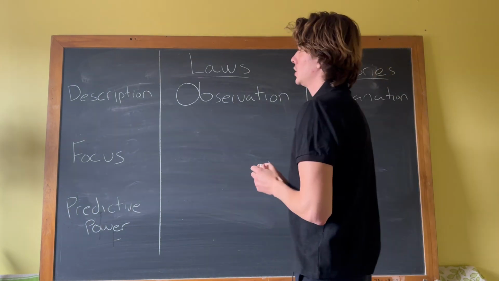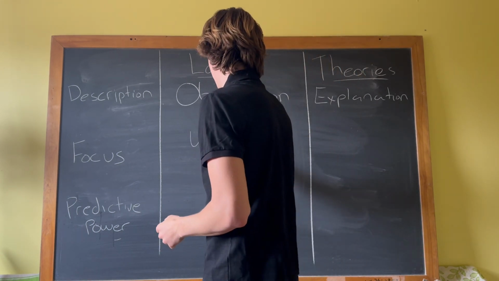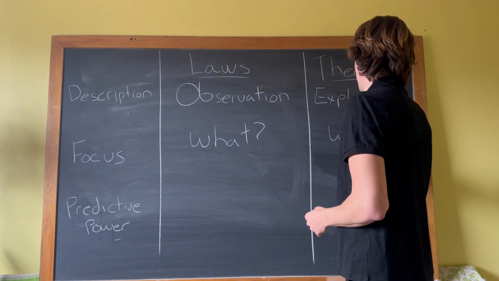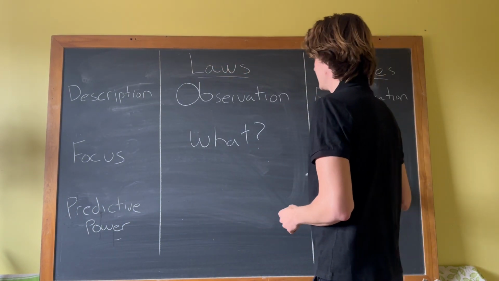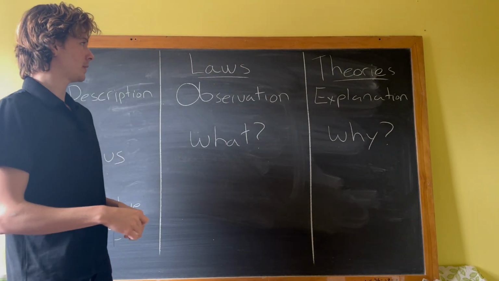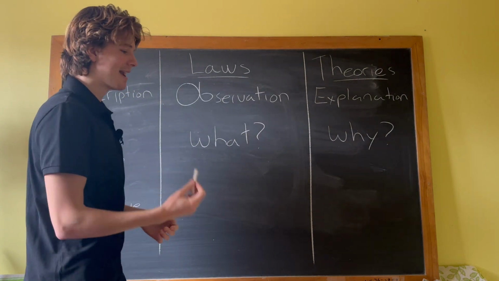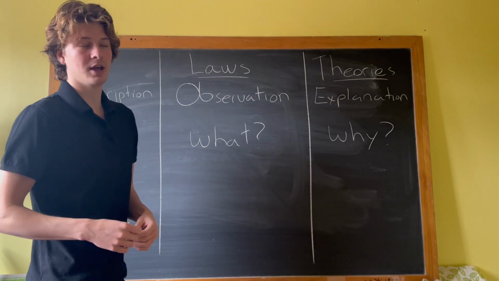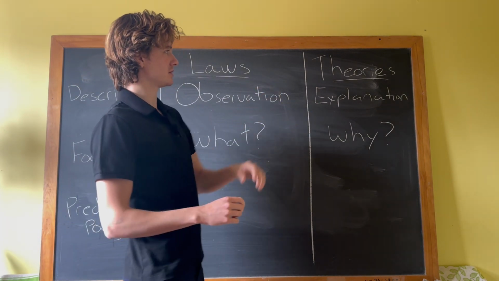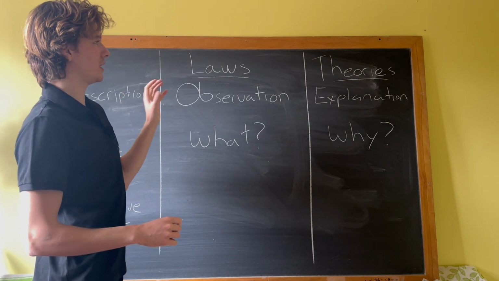It's quite simple. So what's the focus of a law? The focus of a law is what? And for theories, it's why. So with a law, we're looking at what is happening, what we can observe, right? What we observe day in and day out that does not change. It never, ever changes. Laws are not malleable. Theories are. Theories are general explanations, right? Laws are just observations. They are what is going on, right?